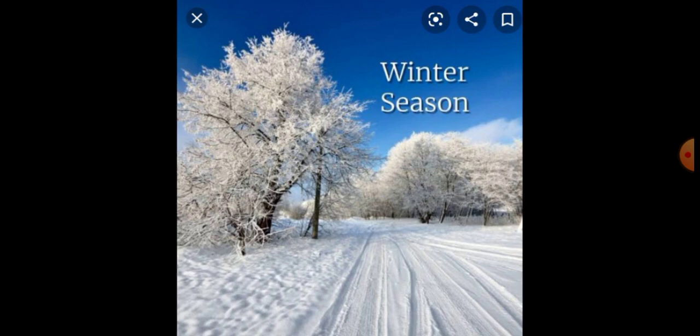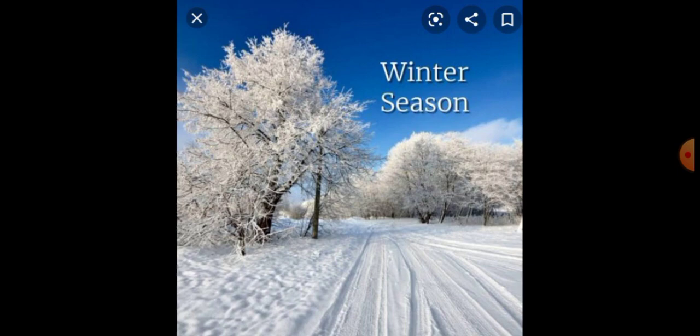During this season, the trees have no leaves. And also, during winter season, the daytime is shortest. When it is winter in the northern hemisphere, at the same time it is summer in the southern hemisphere.